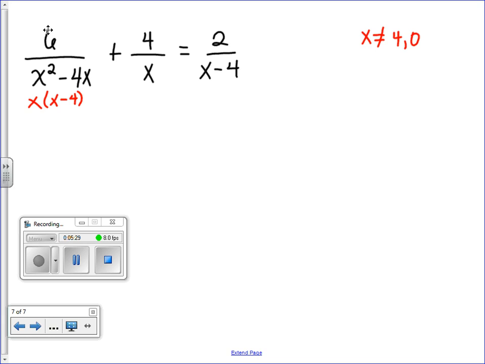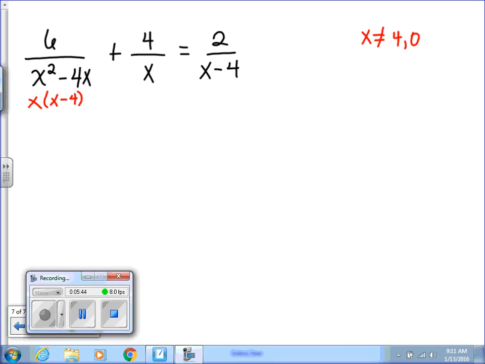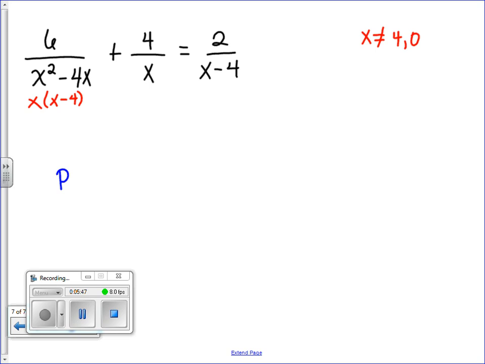Okay. Let's start it off trying to get it to look like yesterday's. Okay? That's the first way we're going to do it. My goal is to make it look like a rational. What are you looking for? Equals a rational, so I can cross multiply. Okay, that's my goal, is to make it look like that. A rational equals a rational, so I can cross multiply.